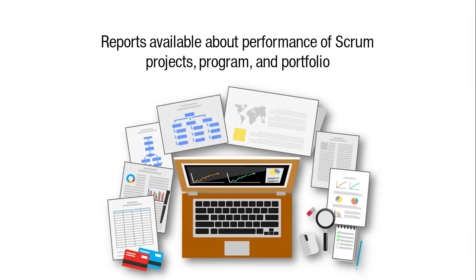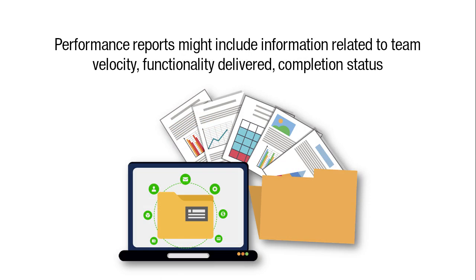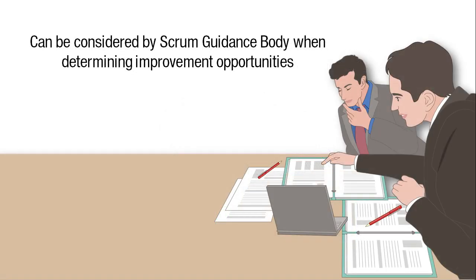Another tool is performance reports. There may be reports available about the performance of Scrum projects, programs, and portfolios. Such performance reports might include information related to team velocity, delivered functionality, completion status, and so on. This information can be considered by the Scrum Guidance Body when determining improvement opportunities.